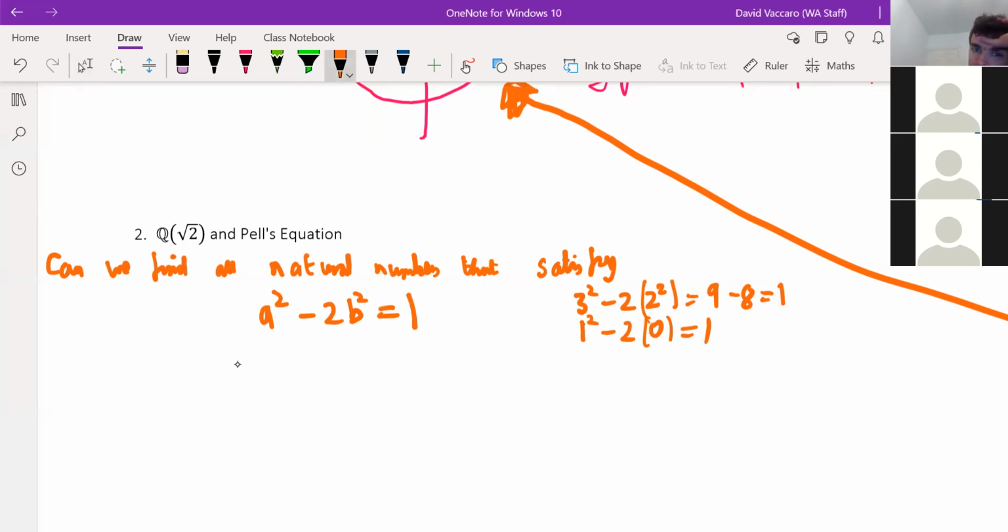Okay, the next one, which you might have spotted: 17 squared is 289. 12 squared is 144. So 2 times 12 squared is 288. So 17 and 12 would also have worked.